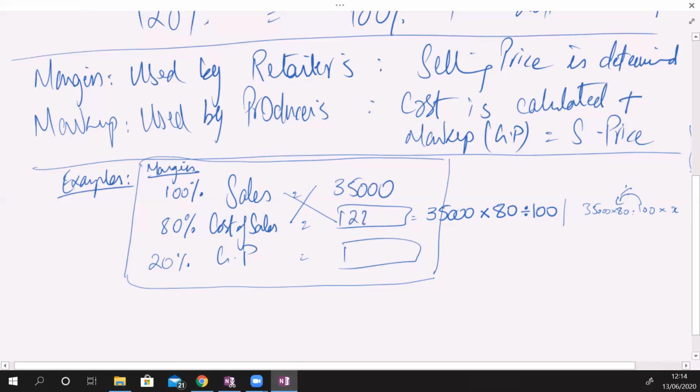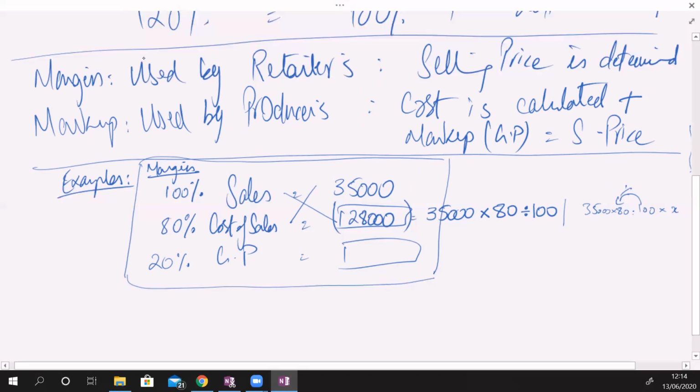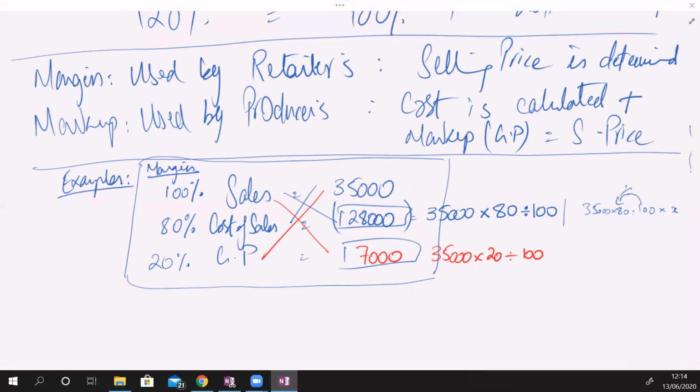28,000. All right. Now, in order to calculate gross profit, you have two options. Either you subtract cost of sales from sales, or we can again cross multiply, so it's going to be 35,000 into 20 divided by 100, which is 7,000.